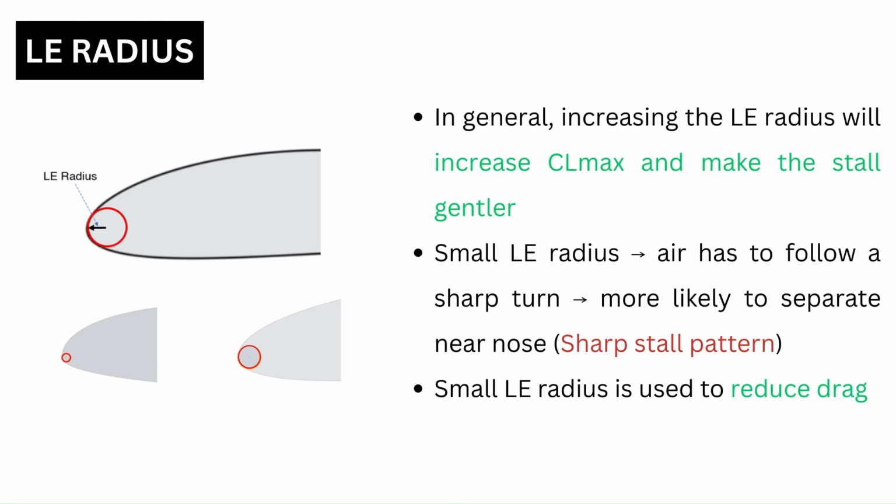Leading edge radius effect. In general, increasing the leading edge radius results in an increase in max CL and makes the stall gentle. Again, this is true only within reasonable limits. For a small leading edge radius, the air has to follow a sharp turn near the leading edge, and this increases the possibility of flow separation. Smaller leading edge radius is used to design airfoils with a lower cruise drag. As we saw in the last video, there is also a compromise here between gentle stall and low cruise drag.